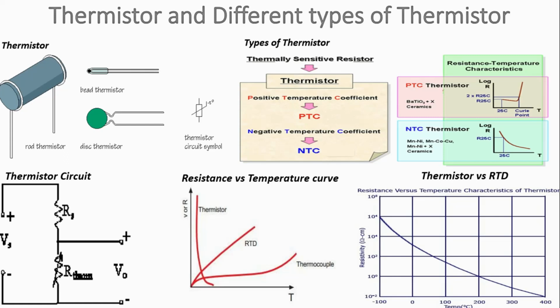The resistance versus temperature curve is one of the main characteristics that is used in measurement, control, and compensation applications using a thermistor. The characteristic graph is also shown. From the characteristic graph of a typical thermistor, we can see that resistivity changes from 10^7 to 1 ohm centimeter as the temperature changes from minus 100 degrees Celsius to plus 400 degrees Celsius. This high negative temperature coefficient of resistance makes the thermistor an ideal temperature transducer.